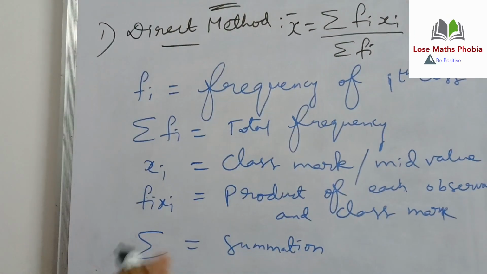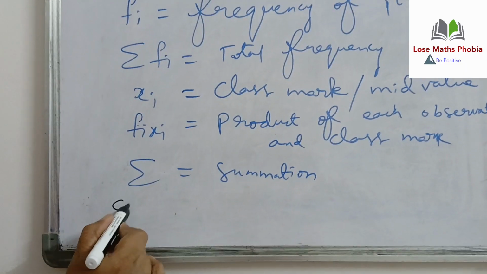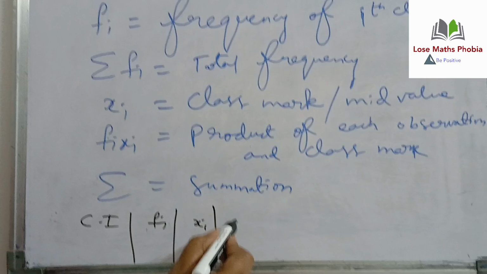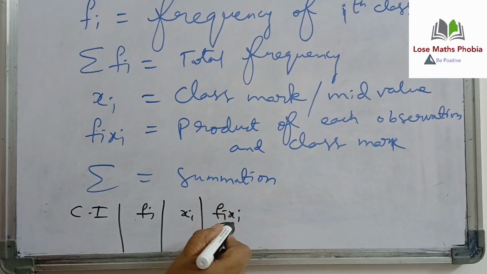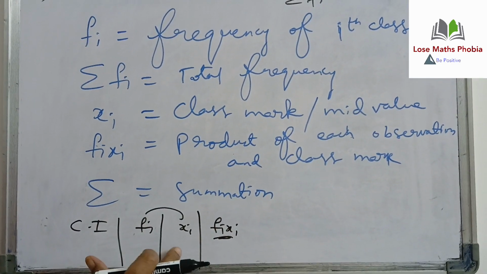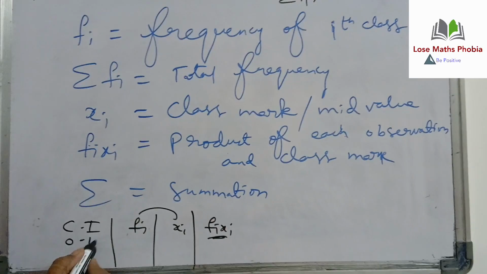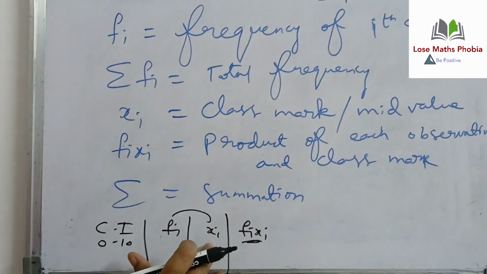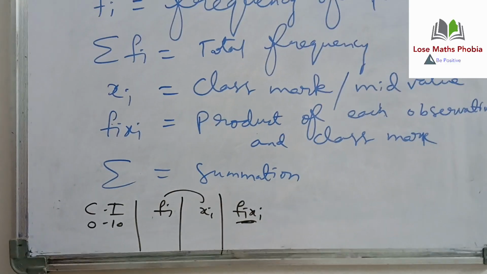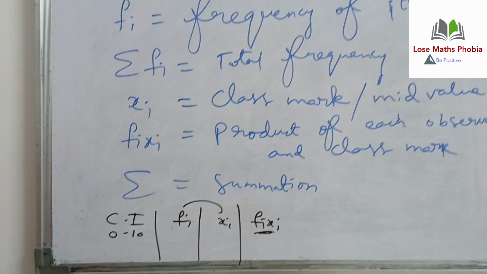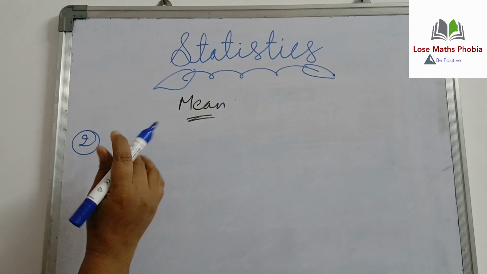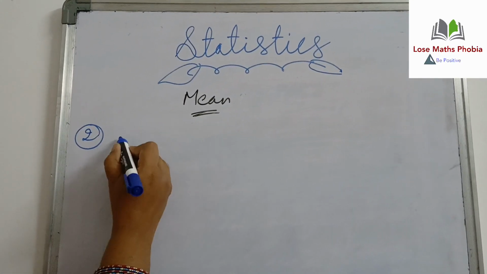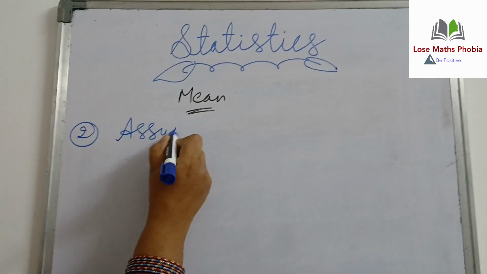Let us discuss once how we will do it by the direct method. Ci, Fi, Xi, Fxi. Here we will be taking the product of these two. Xi means, suppose 0 to 10, 10 plus 0 by 2; we will be getting the mid value here, or class mark as we can say. Here the frequency will already be given in the question. Only 4 columns. Let us discuss the second method, that is, mean by the assumed mean method.